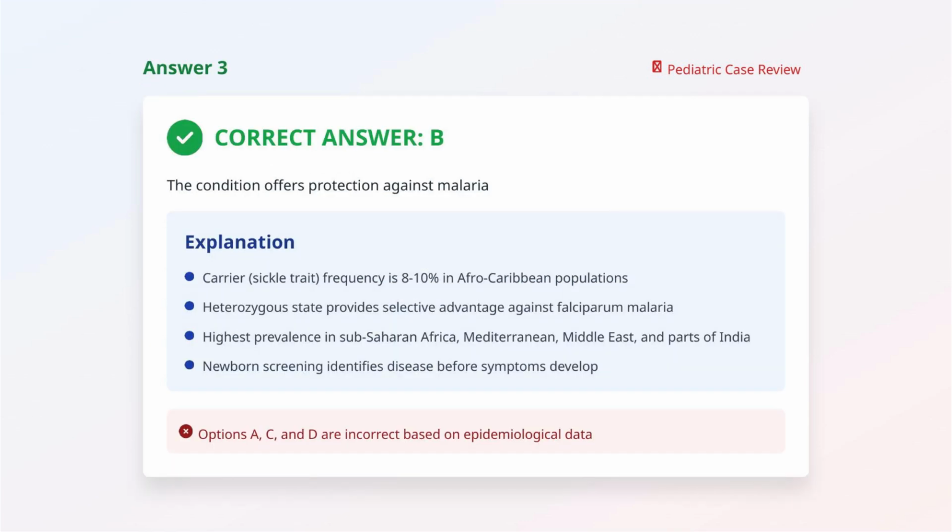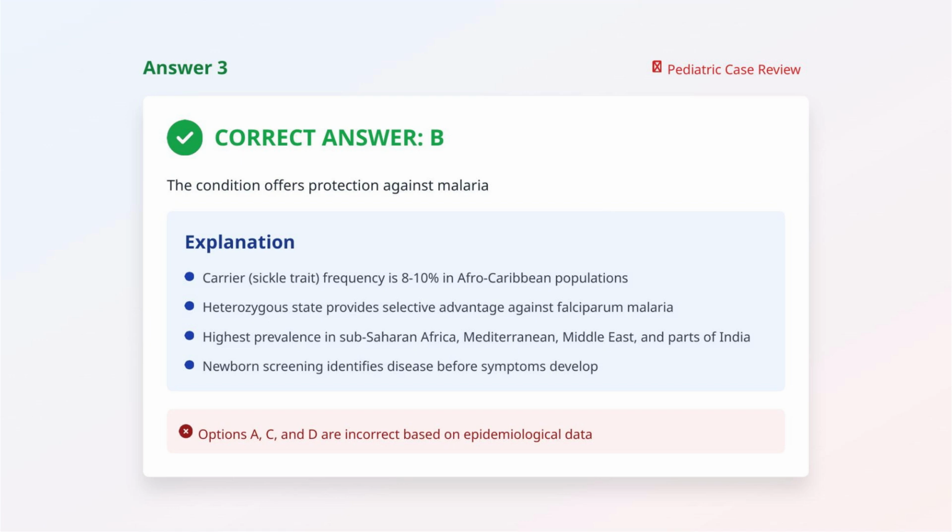The correct answer is B. The condition offers protection against malaria. The heterozygous state for sickle cell disease provides a selective advantage against falciparum malaria, explaining the high frequency of the sickle cell gene in malaria endemic regions. Carrier frequency is 8 to 10% in Afro-Caribbean populations, not 1% as stated in option A. Without additional information, we cannot assume the child has hemoglobin SC disease as stated in option C.